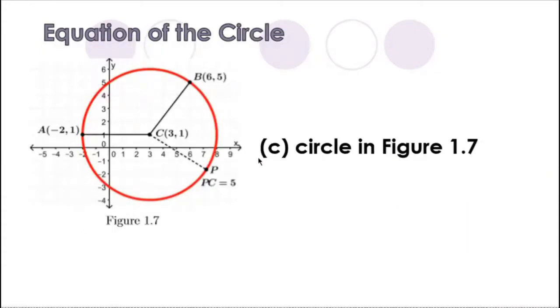Then, dito naman sa letter C, circle in the figure 1.7. Ito yung nasa right side, or left side, yung ating figure na may mga designated points. Let's say point A, point B, and point C. Gayon din ang another point P. Then yung distance ng point P and point C, which is 5 units. Ang target, kuhanin natin yung equation of the circle. Pero ang gagawin lang natin ay standard form. Okay?